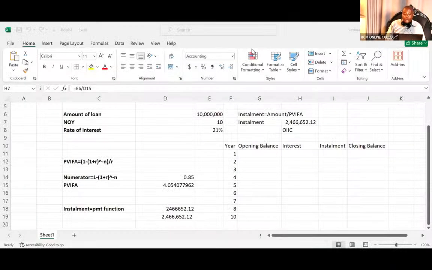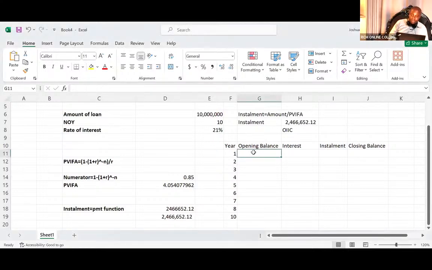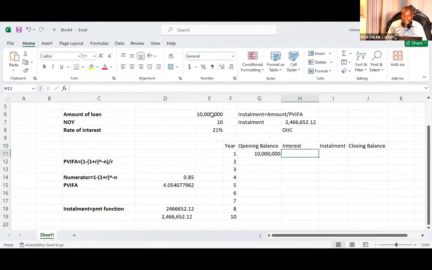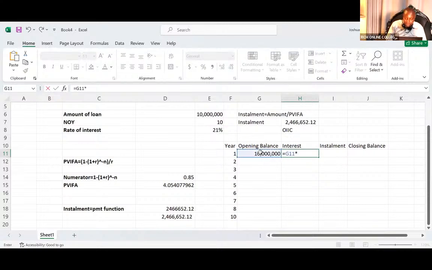All right. Now, please listen to me very well. Once I've done that, my role tonight is very easy. Now I'm going to do this loan schedule. I'm going to say equals opening balance. I'll always bring the loan amount, so we have a loan amount there. I say tab. Interest, I'll always pick the opening balance times the rate of interest.